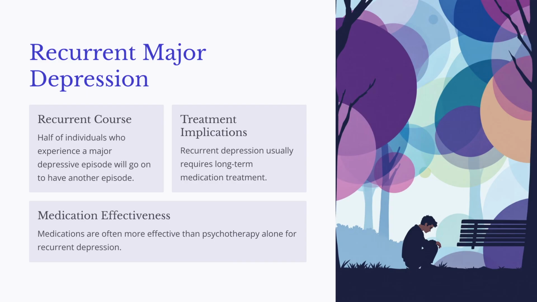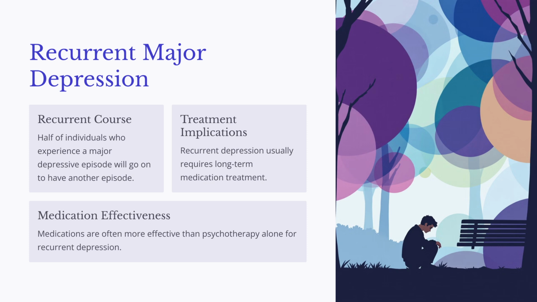So let's talk a little bit more about recurrent major depression. So half of individuals who get a major depressive episode will go on to have another episode. And it's worth making the distinction between single episode and recurrent because it has implications in regards to treatment approach and prognosis.